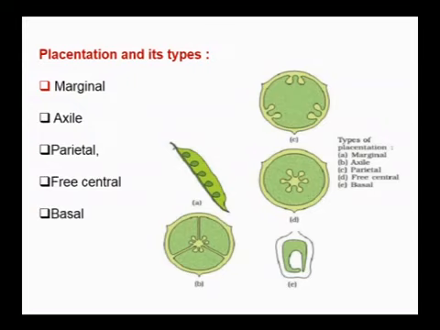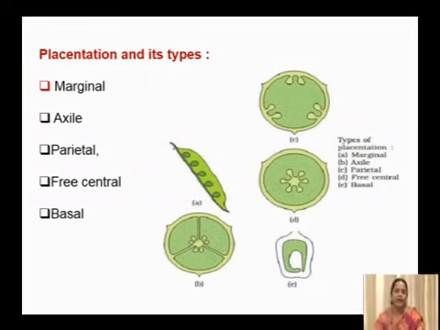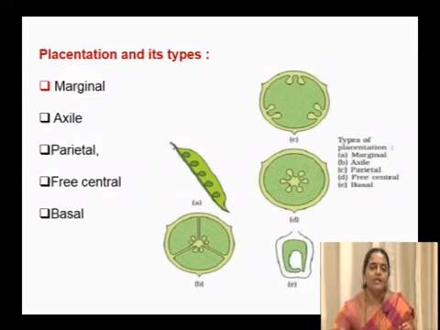When you take transverse section of ovary, we can see the arrangement of ovules on the placenta. When the ovules are arranged along the margins where both margins of the ovary are fused, it is known as marginal placentation.